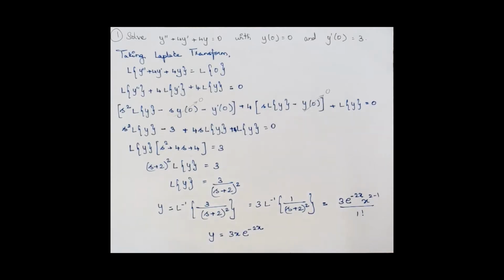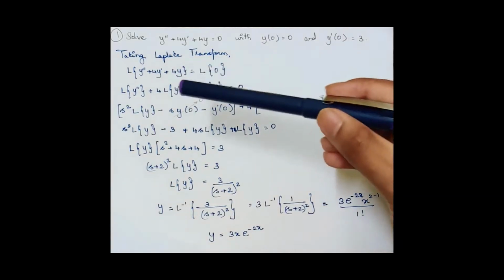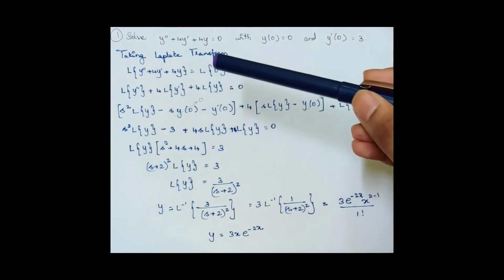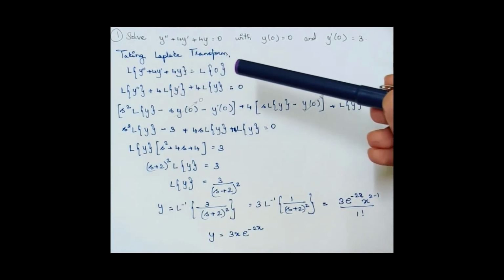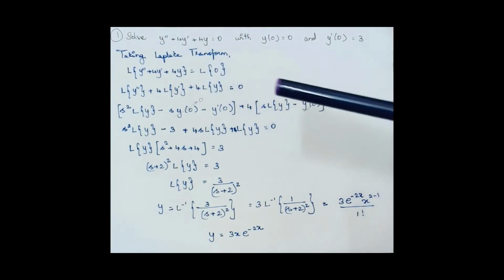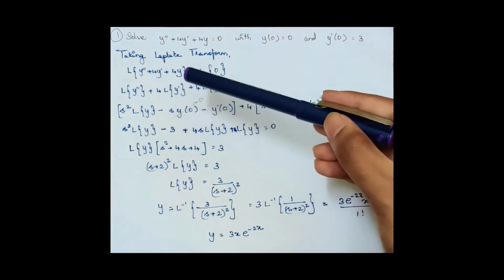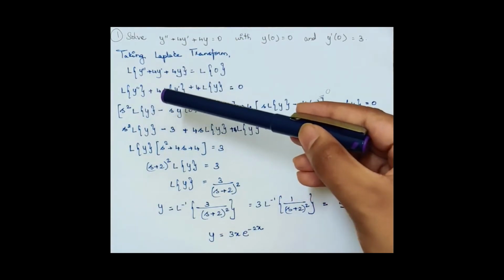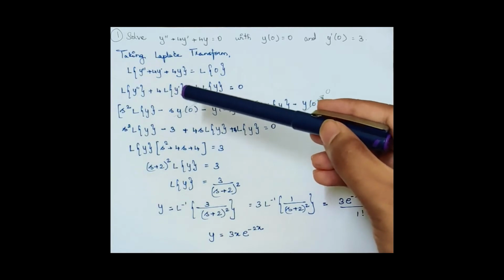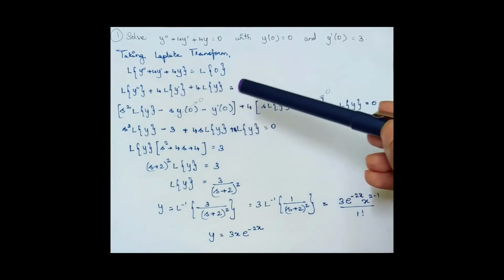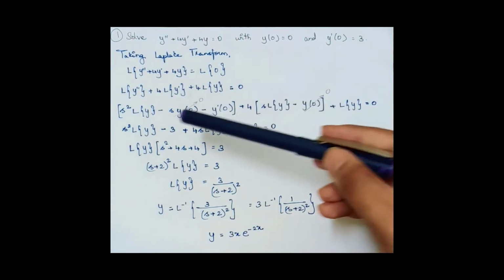Here's the first problem. Solve y double dash plus 4y dash plus 4y is equal to 0, with y of 0 equal to 0 and y dash of 0 equal to 3. First, apply the Laplace transform: Laplace of y double dash plus 4y dash plus 4y is equal to Laplace transform of 0. Now separating the terms, Laplace transform of y double dash plus 4 Laplace transform of y dash plus 4 Laplace transform of y is equal to 0.